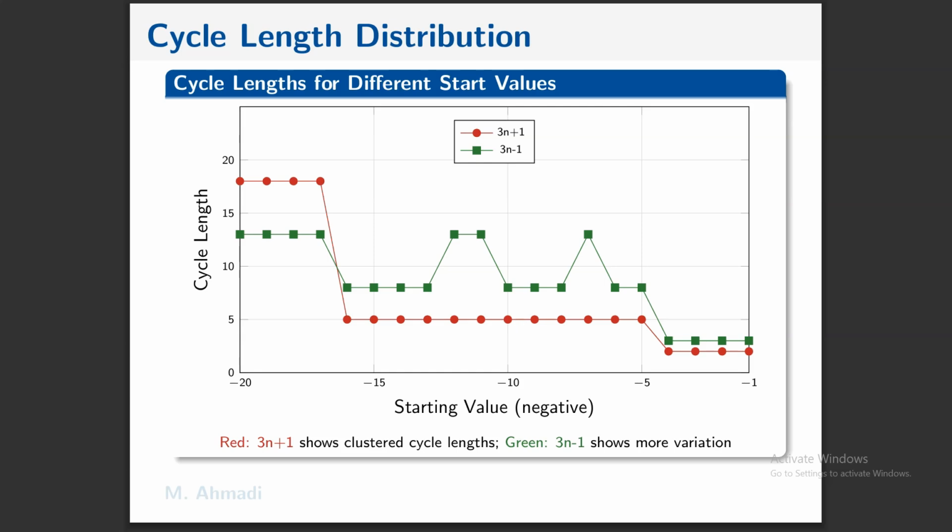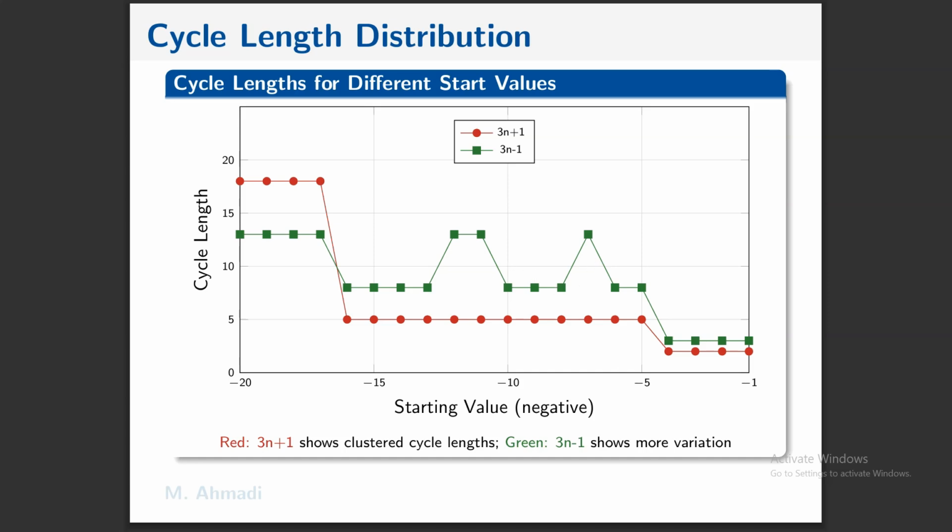Also in this graph we can see the cycle length distribution for different starting values, from -1 to -20. We can see that the cycle length also grows. Some parts are similar, but some parts are not similar. 3n+1 shows clustered cycle lengths. The 3n-1 shows more variation.